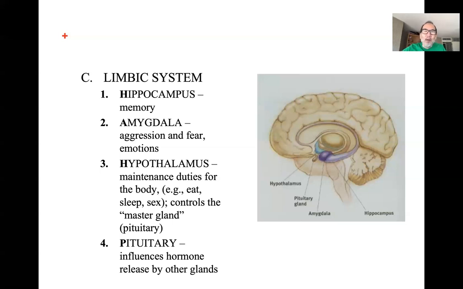Alrighty. Now, another structure to be familiar with is the amygdala. It's right here. The amygdala is implicated in modulating aggression and fear, right? Fight or flight responses. So really critical in our evolution and our ability to adapt to the environment, being aware of our environment, cautious, and so on, and being aggressive when we need to.